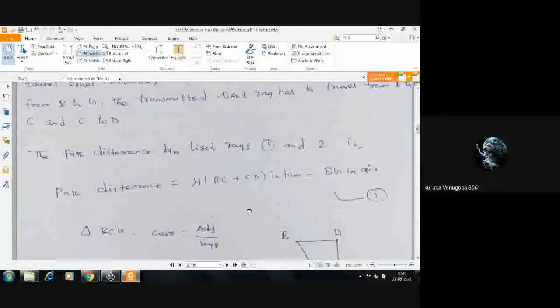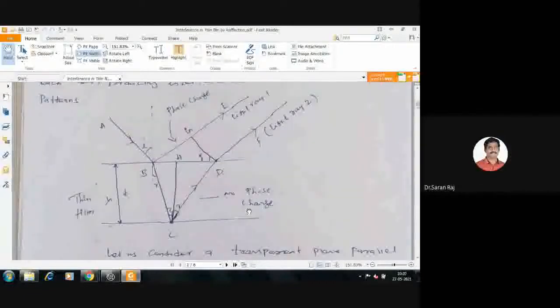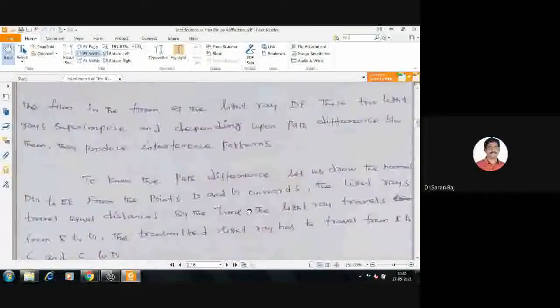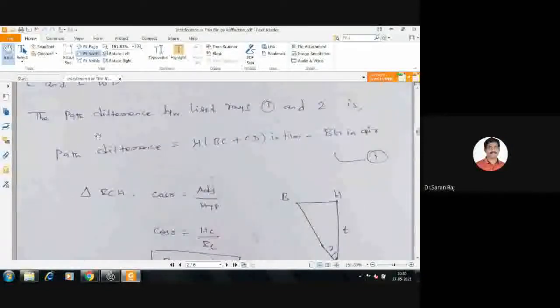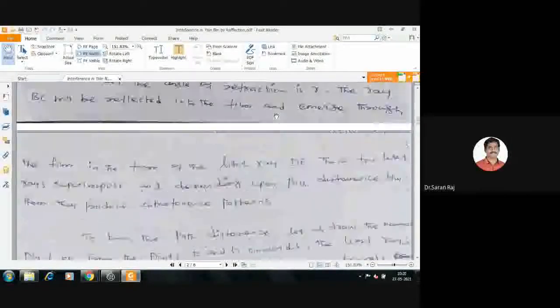Excuse me, sir. Sir, once again explain, sir. The path difference, sir. Yeah. You see that? So we can calculate the path difference here. How do we calculate the path difference from light rays 1 and 2? Okay, just go to the diagram.